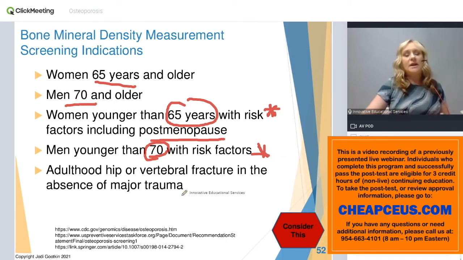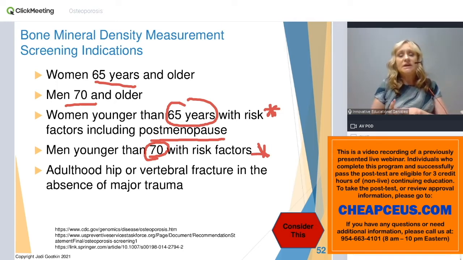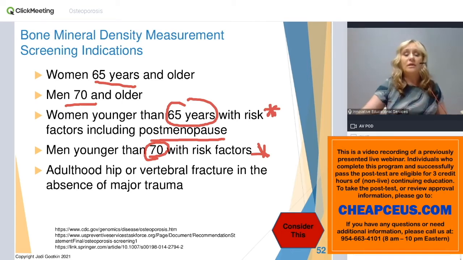screening. And then any adult who has a hip or vertebral fracture where it's not related to trauma, the thought there is that it's potentially a fragility fracture, and that needs to be ruled out by getting a diagnostic test to look at the actual quality of the bone.